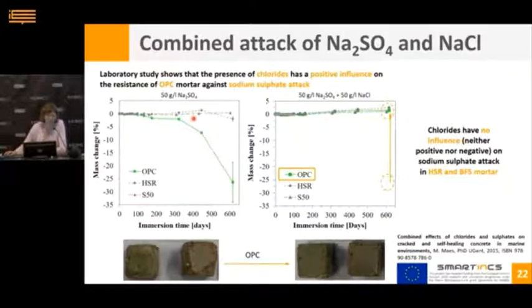So that's also what we expect, of course. We see when we add the sodium chlorides that the ordinary Portland cement mix that was worse at the left-hand side now becomes as good as the others on the right-hand side. So there is a positive influence on the sodium sulfate attack due to the chlorides. For the high sulfate resisting and S50 mixes, there was neither a positive nor a negative effect that could be detected.